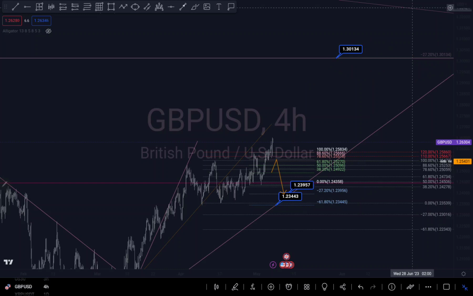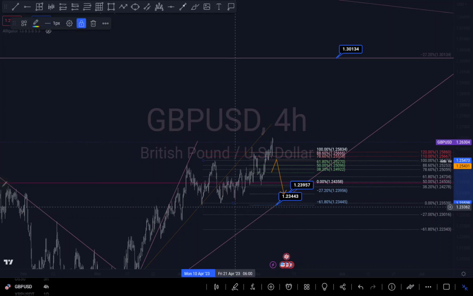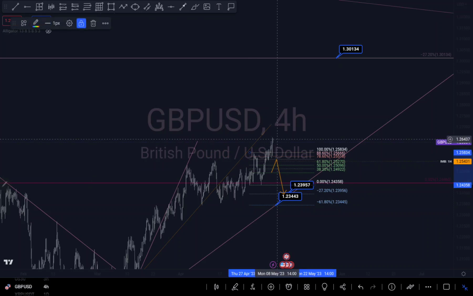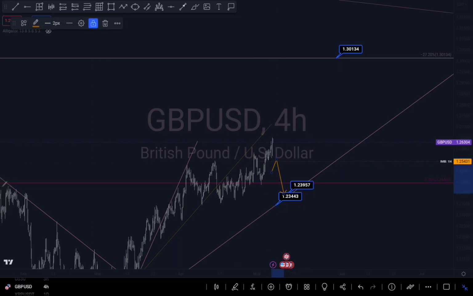So since we haven't been selling, I'm just going to reanalyze what I think might happen. So let me delete my previous analysis on GU and reanalyze based on the current price action.